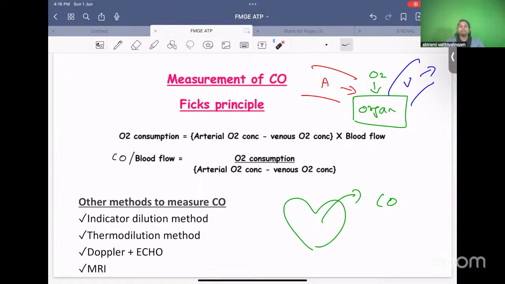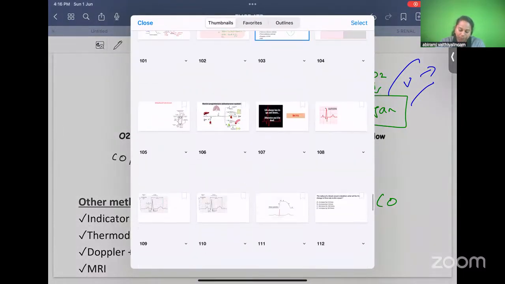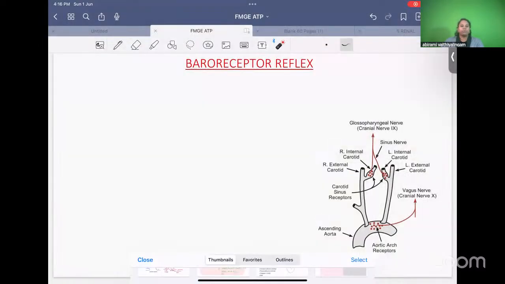What are the other methods to measure cardiac output? Indicator dilution method, thermodilution method, Doppler, echo and MRI. All these methods can be used to measure cardiac output. Blood pressure and baroreceptor reflex. Very important, blood pressure. Baroreceptors.